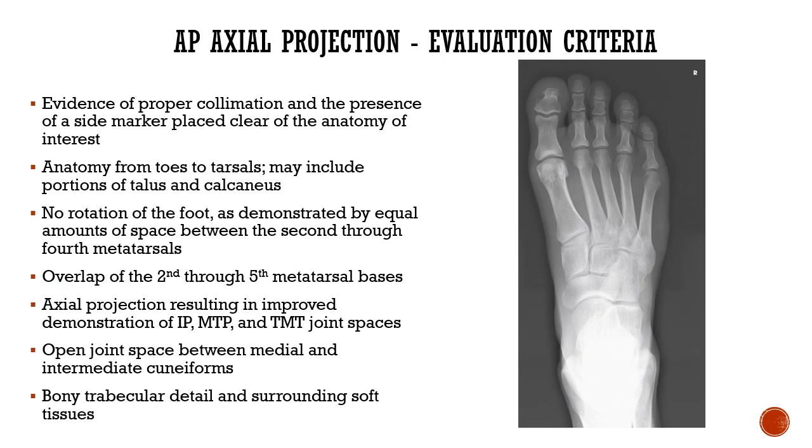In the image that we can see here, there's no rotation because we want to make sure that we've got equal space between the second to the fourth metatarsals. There's going to be overlap of the second to fifth metatarsal bases, definitely. We're going to see that our axial projection will demonstrate our open joint spaces. Those interphalangeal joint spaces are open, and also the metatarsal phalangeal joint spaces are open as well. And there should be an open joint space between the medial and intermediate cuneiforms.